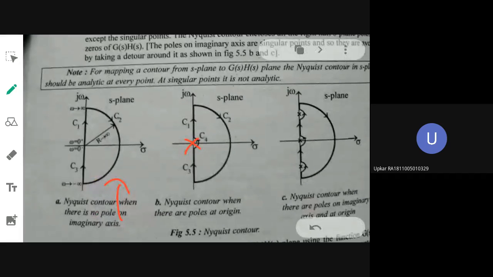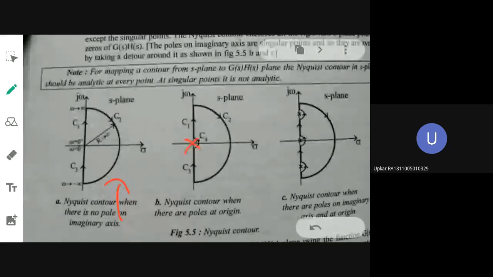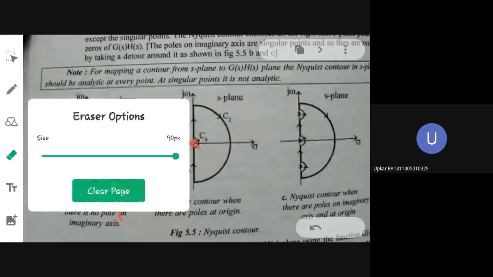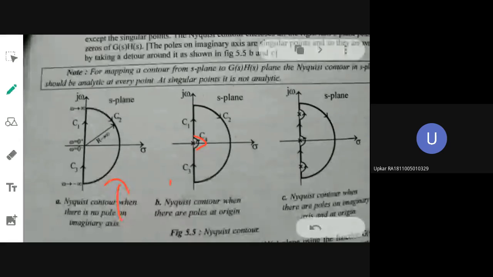So does the Nyquist contour pass through the origin or is it bypassing? No, sorry ma'am. It is bypassing the origin. It doesn't pass through that origin point. Like that only you have to draw the Nyquist contour when it comes to the location of poles at the origin.